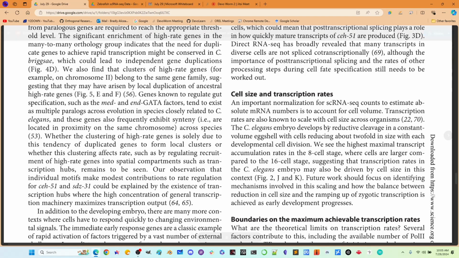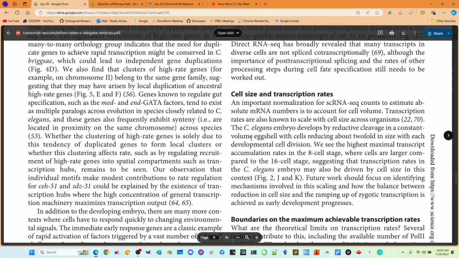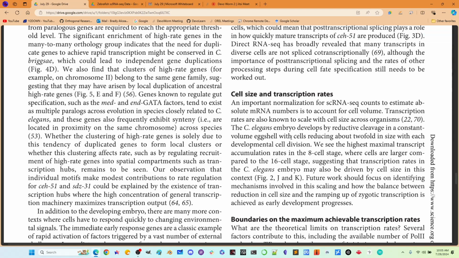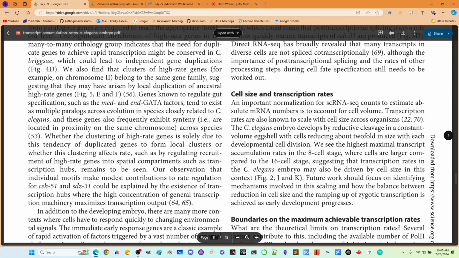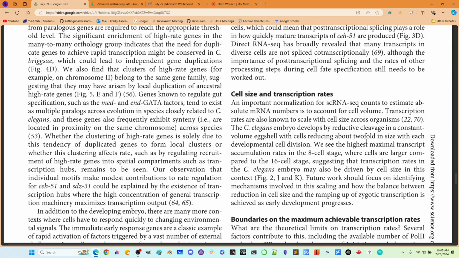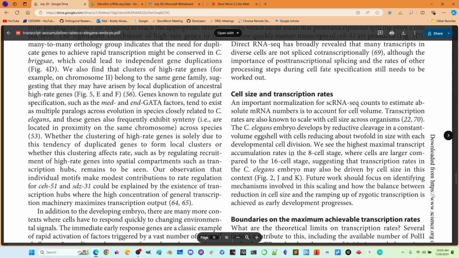The C. elegans embryo develops by reductive cleavage in a constant volume eggshell. So that means that the daughter cells get smaller and smaller, and the eggshell remains constant. But as you get more and more cells, they get smaller and smaller and crowded into this eggshell, with cells reducing about twofold in size with each developmental cell division. "We see the highest maximal transcript accumulation rates in the 8-cell stage, where cells are larger compared to the 16-cell stage, suggesting that transcript rates in the C. elegans embryo may also be driven by cell size."